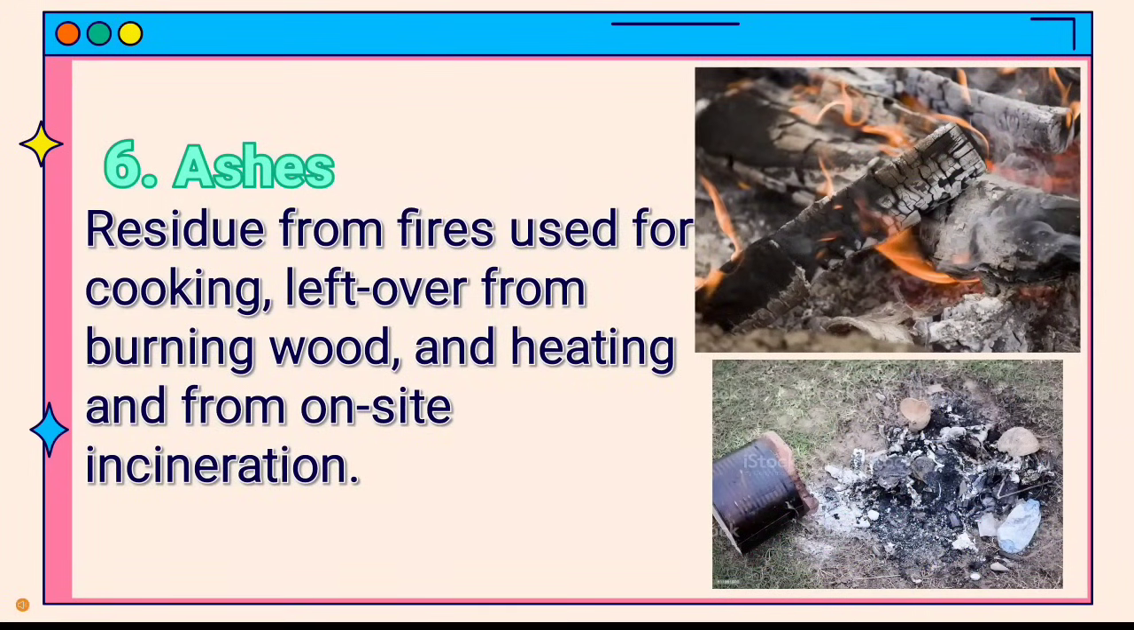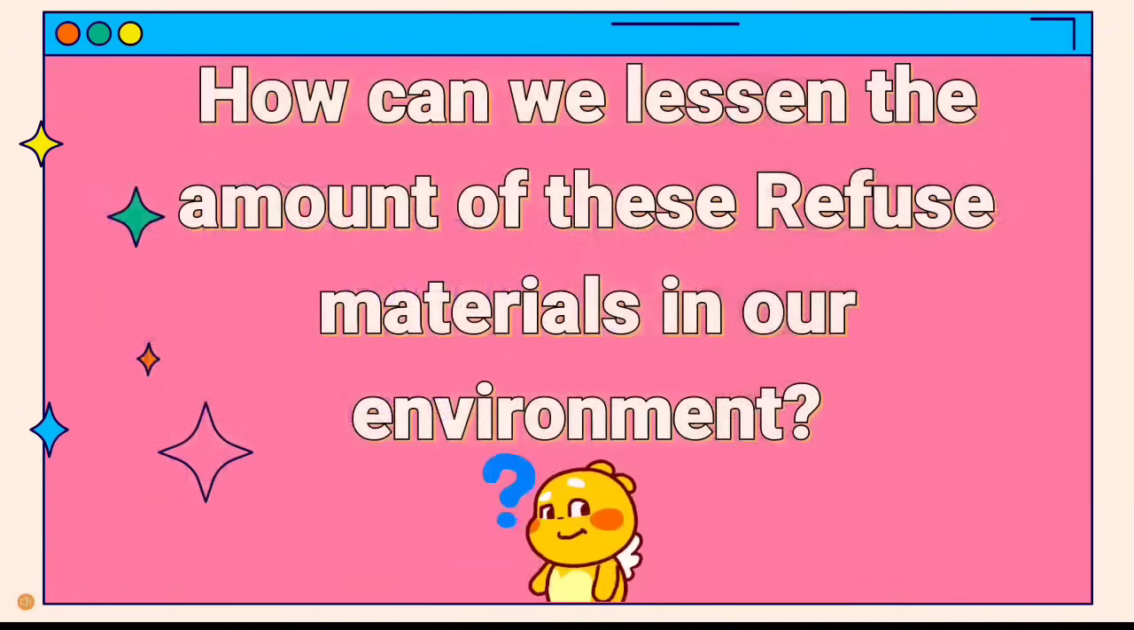The last kind is called ashes. So when we say ash, alam na natin ito sa Tagalog ay abo. So ashes are residues from fires used for cooking, left over from burning wood, and heating and from on-site incineration. So those are the different kinds of refuse materials.